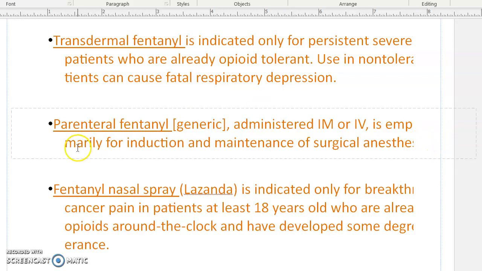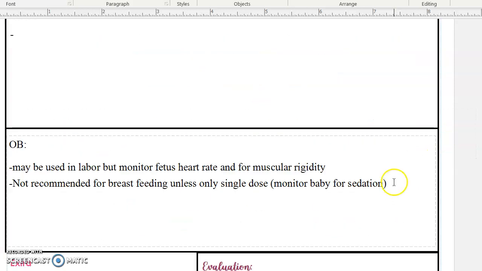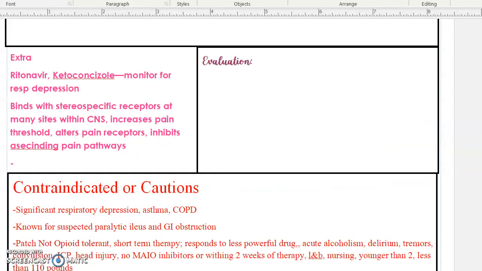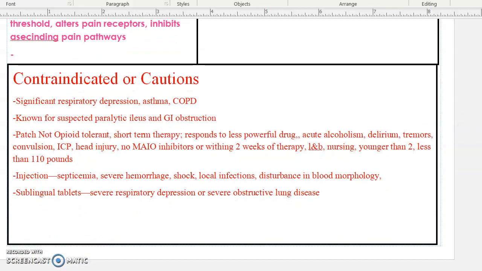There are lots of precautions if you use the patch because it is so strong. If you're on the patch, you cannot take it if you are not opioid tolerant. You don't take it for intermittent pain or if you can respond to a less powerful drug. If you're an alcoholic, or have delirium tremors, convulsions, intracranial pressure, head injury, no MAO inhibitors, and within 2 weeks of therapy even. You shouldn't use it if you're nursing or in labor and delivery.